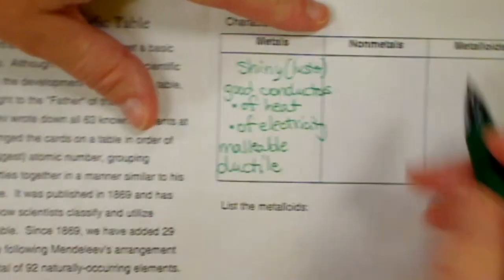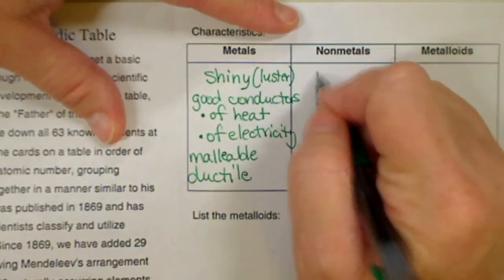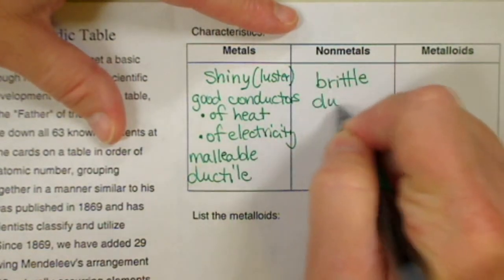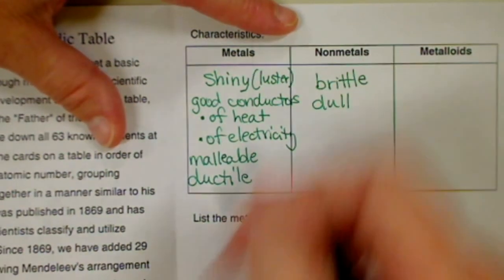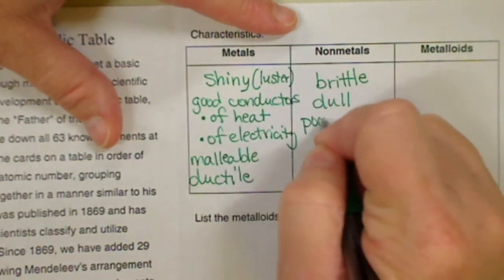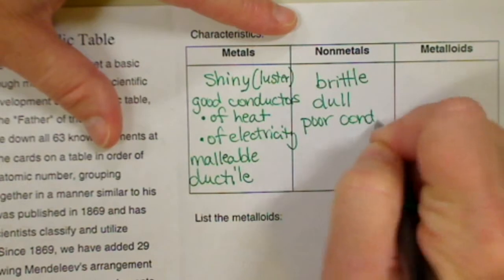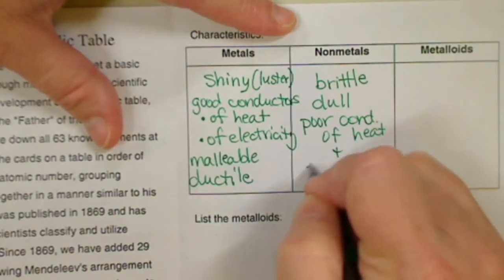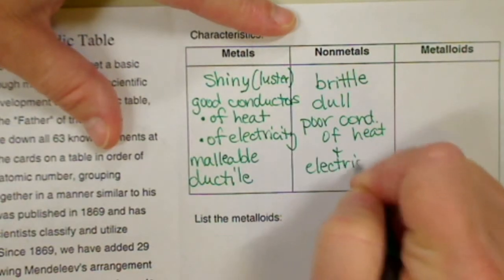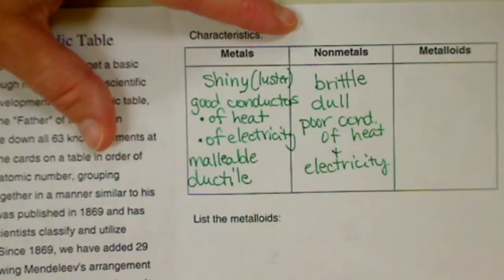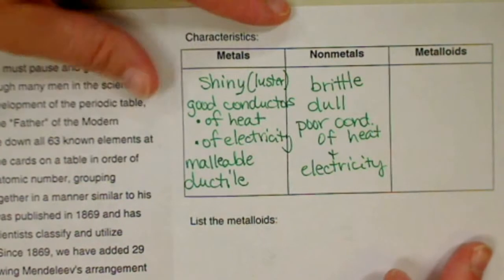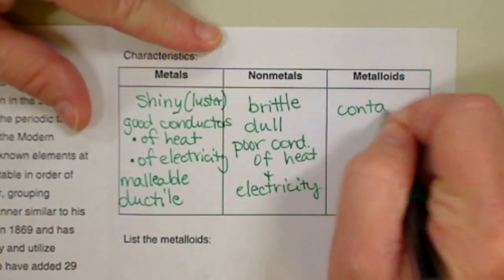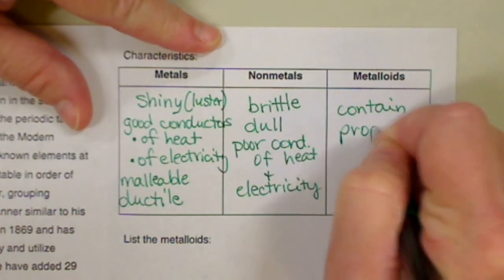Nonmetals are exactly opposite. They are brittle, which means they break easily, dull in color. They are poor conductors of heat and electricity. And there are a lot less of them on the periodic table than there are metals. Finally, the metalloids contain properties of both metals and nonmetals.